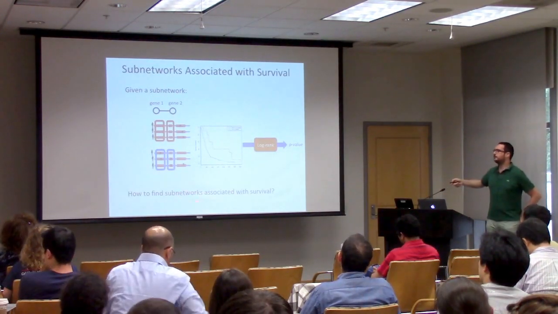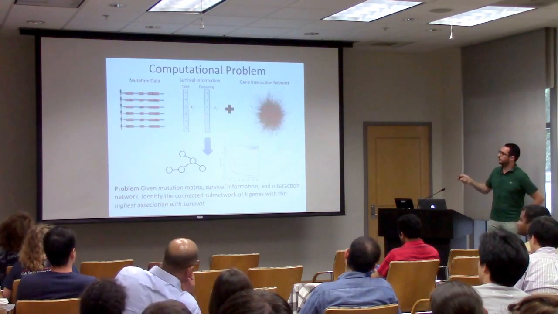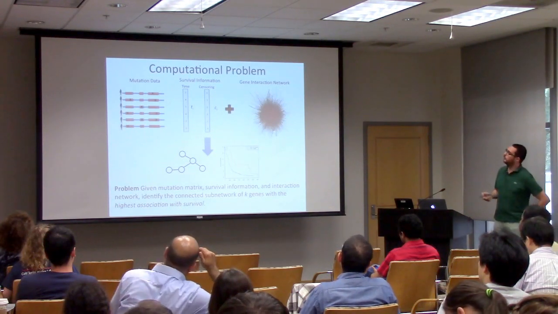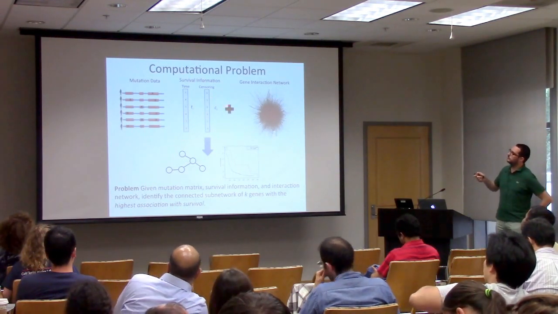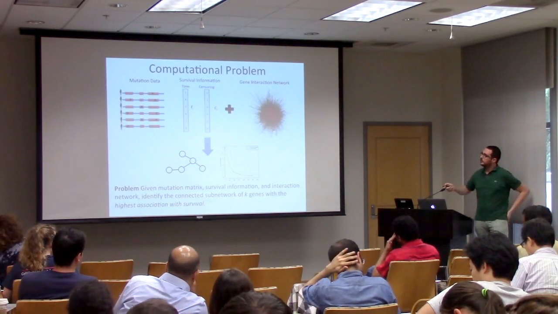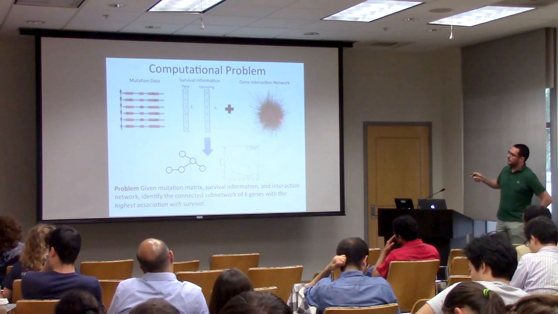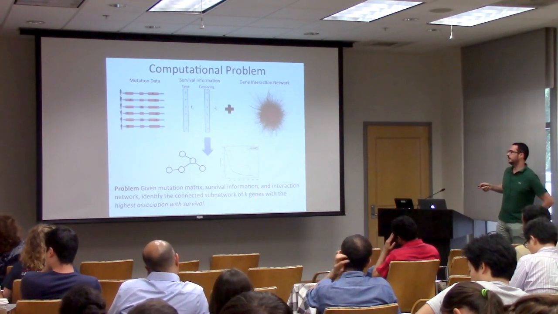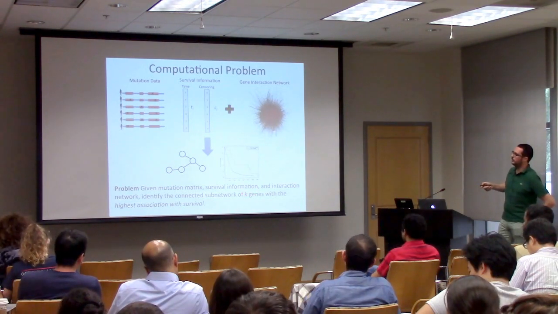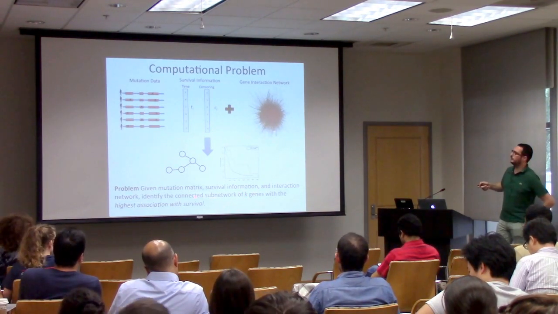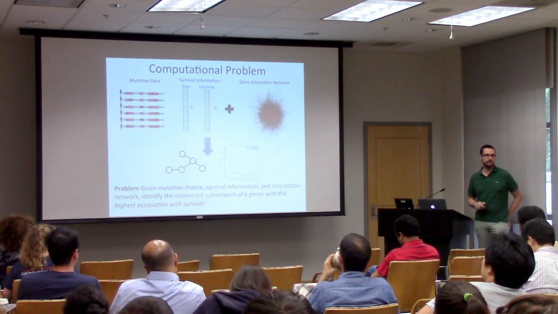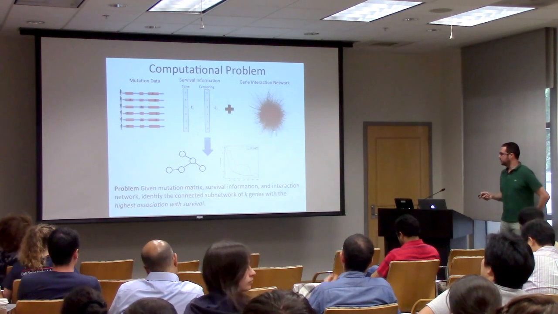Okay, so this is if you give me already the subnetwork. But what if I want to find the subnetworks associated with survival? Well, let's formalize the problem a little bit more. We have the mutation data, the survival information, survival time, and censoring, and we have, let's say, a large gene interaction network. And what we want to find are connected subgraphs such that, for example, one way to specify the problem is to give in input a value k and say that we want to find a subnetwork of k genes with the highest association with survival. Okay? So how can we solve this problem?